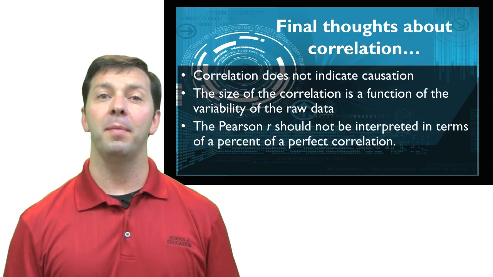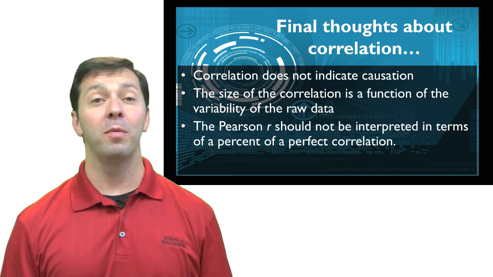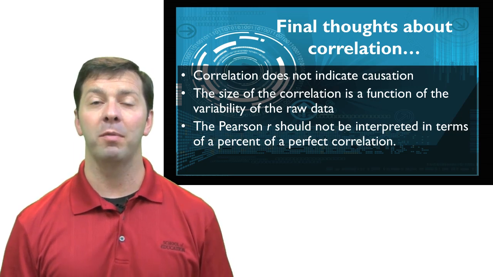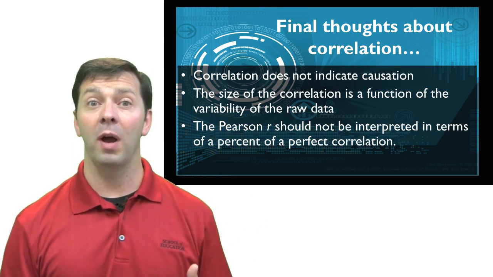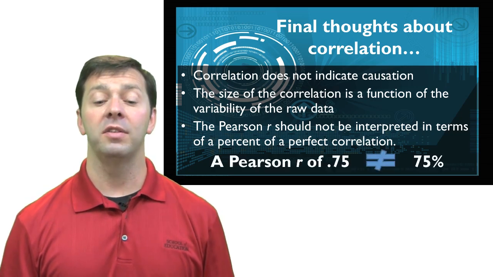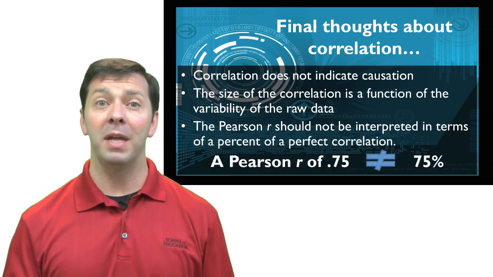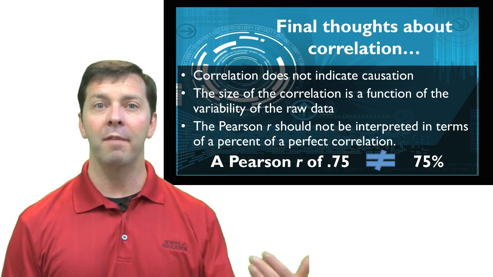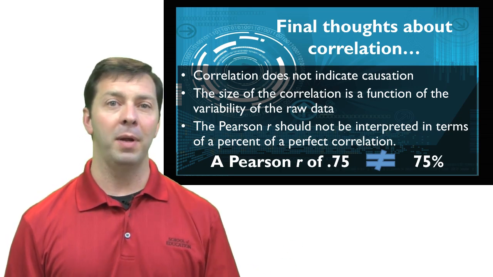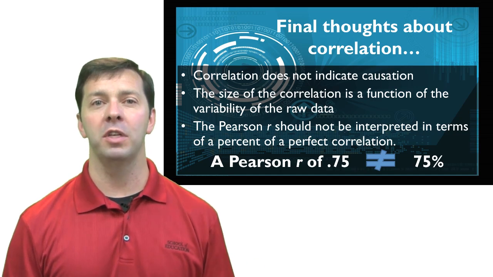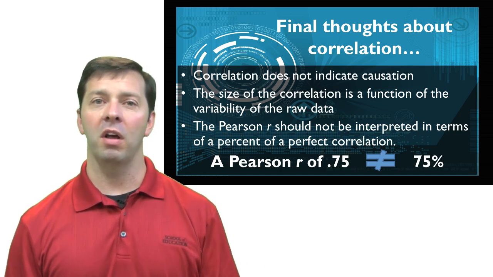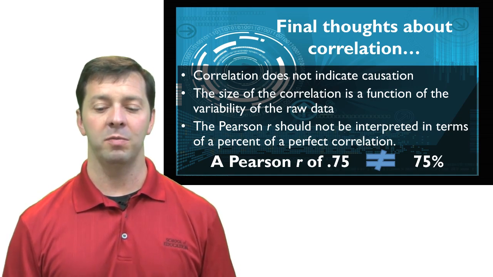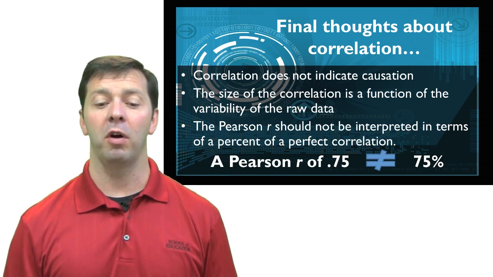All right, the third one says that Pearson R should not be interpreted in terms of a percent of a perfect correlation. We're talking a lot with decimals here, and sometimes people interpret that in their brain as just another way of having a percentage. So I want to reiterate that a Pearson R value of 0.75 does not mean it's 75% of a perfect correlation. A Pearson R value of negative 0.2 doesn't mean it's 20% of a perfect correlation. Don't convert those decimals into percents. Leave them as decimals, and don't even think of them as percentages of perfect correlations.